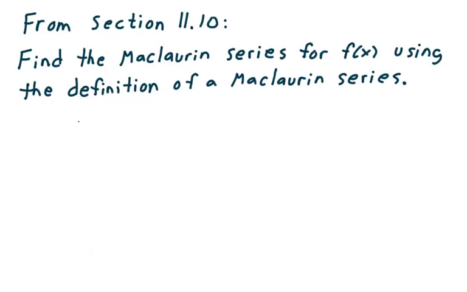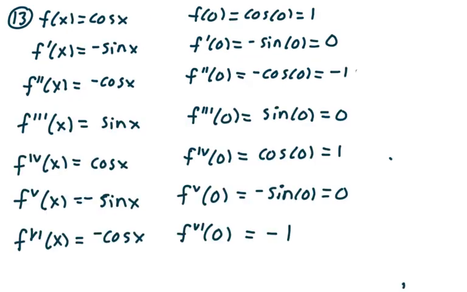This is a video from section 11.10. The directions say to find the Maclaurin series for f of x using the definition of a Maclaurin series. And with that, we're going to take a look at 13. Notice that f of x equals cosine x.